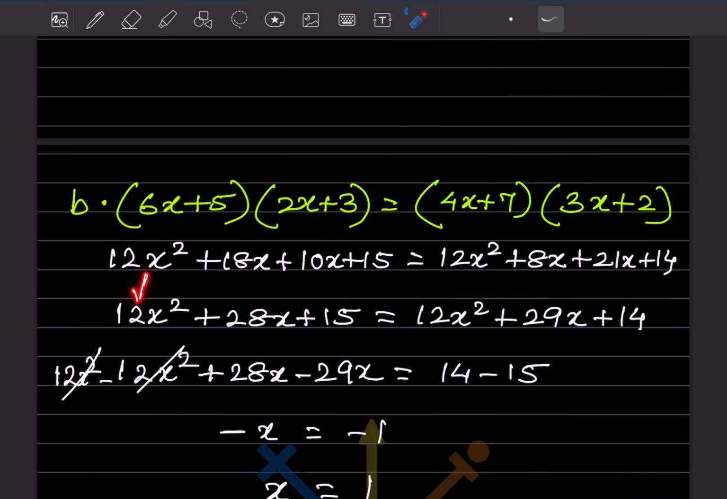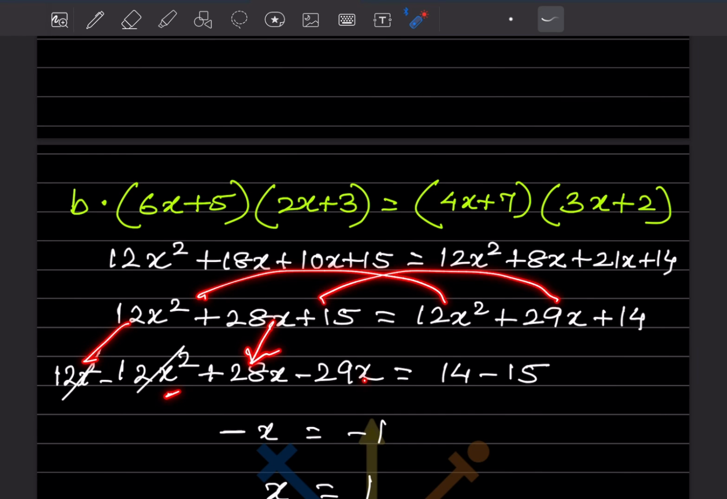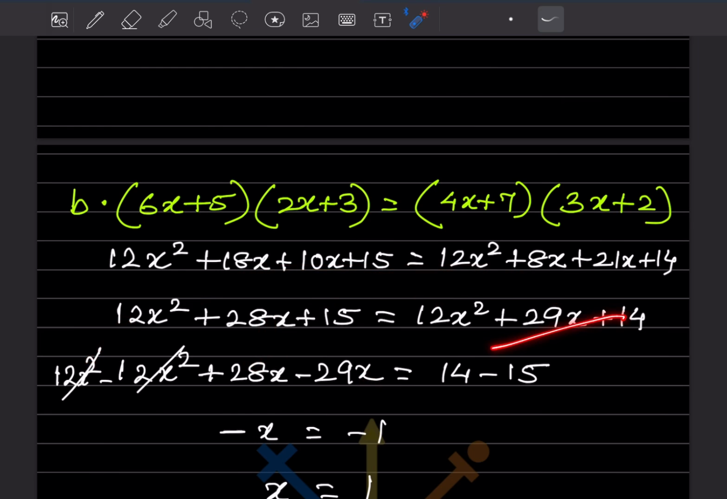So this is the same. This will be 28x plus 15. This is the same. This is going to be 29x, and this will be the same. So here 12x square. This will go on the other side, that is going to be minus 12x square plus 28x. This will go here, that will be minus 29x. This is the same. This will go on the other side, that will be minus 15.